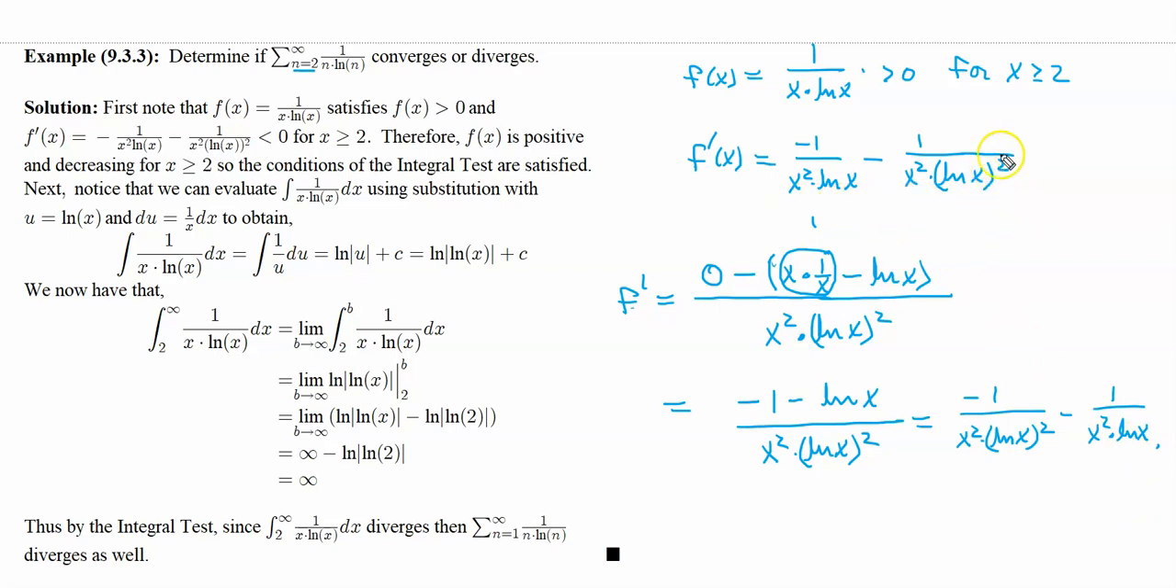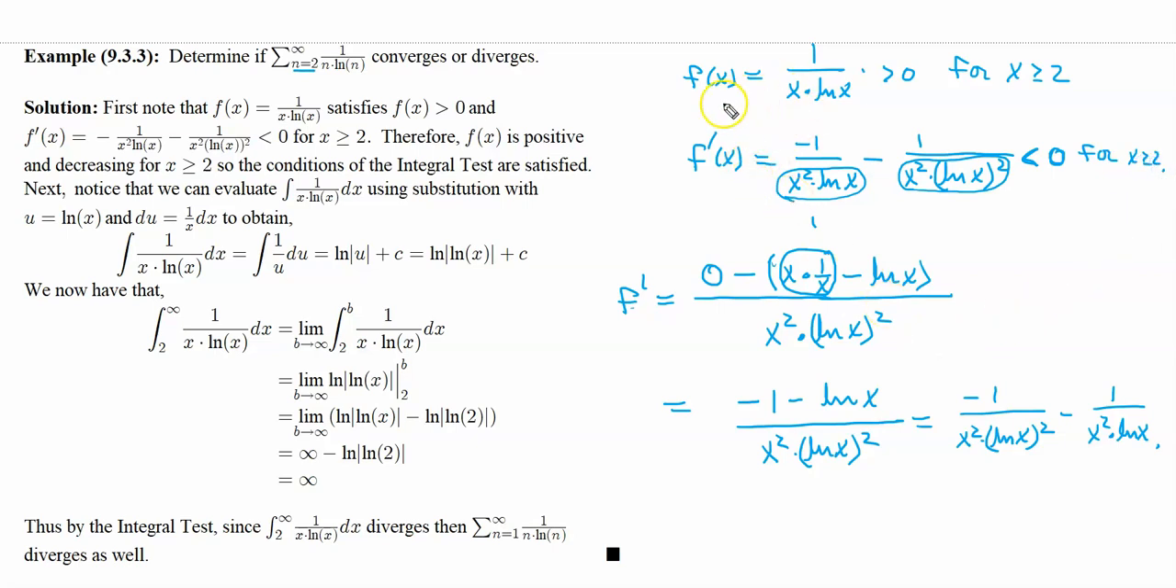Now, notice that this, of course, is negative, right? Negative 1 over x squared times ln x. Well, just note that the denominator is always positive here, right, for x bigger than or equal to 2. The denominator over here is also positive for x bigger than or equal to 2. And since we have two negatives up here, this is going to be less than 0 for x bigger than or equal to 2.